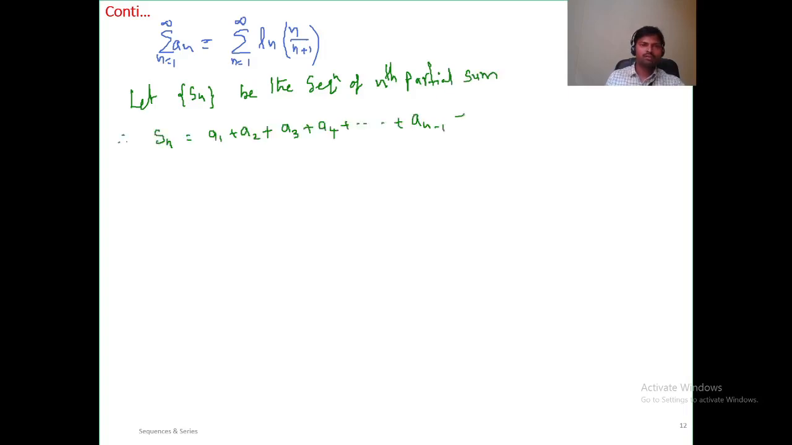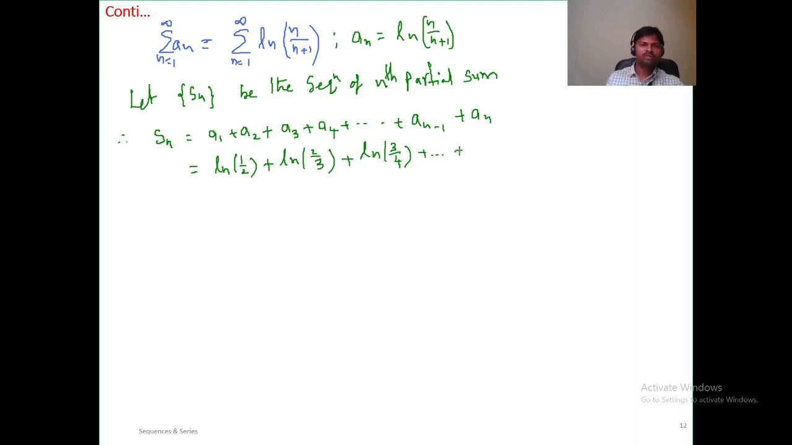So Sₙ is the sum of the first n terms, right? Now what is a₁? Here aₙ is ln of n by n plus 1, the nth term of the series. a₁, substituting n is 1, is ln 1 by 2. Plus a₂, ln 2 by 3. Next a₃, substitute n is 3, ln 3 by 4. So plus, up to and so on.